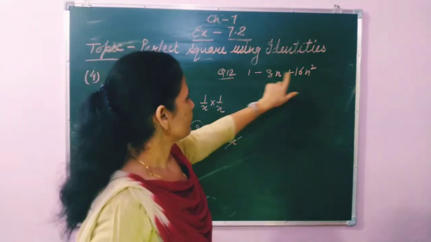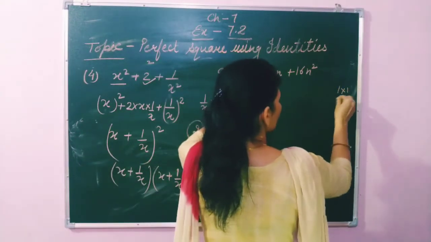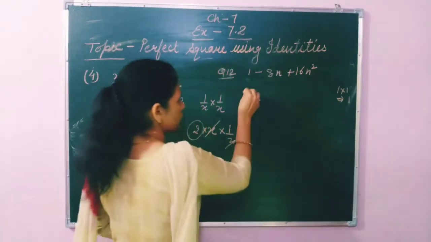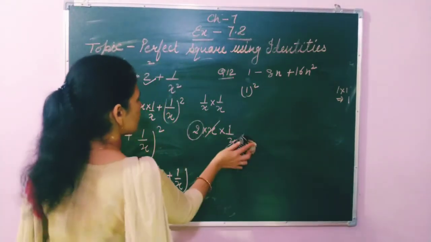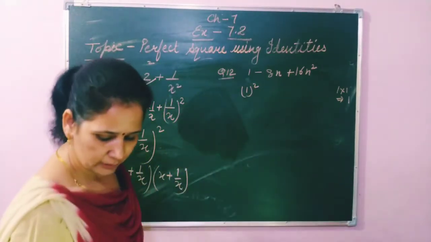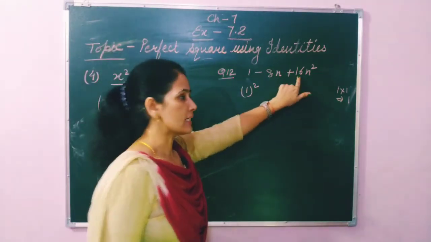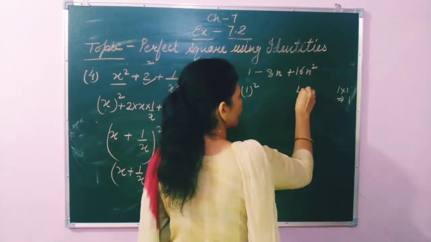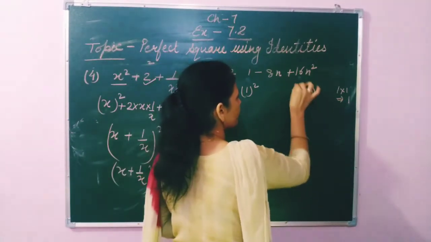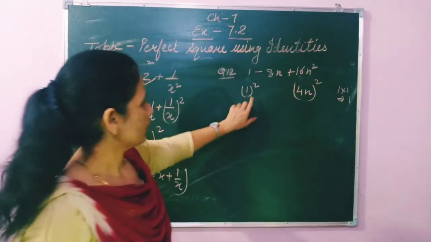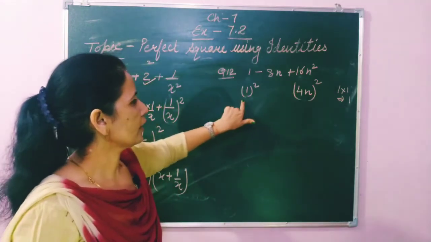Same, observe the perfect squares. We know very well, students, 1 multiplied by 1, then we get the answer 1. So here the first perfect square is 1, that is our 1. Second, 16. 16 is the perfect square of 4n square. 4n whole square. We get from here a and b.